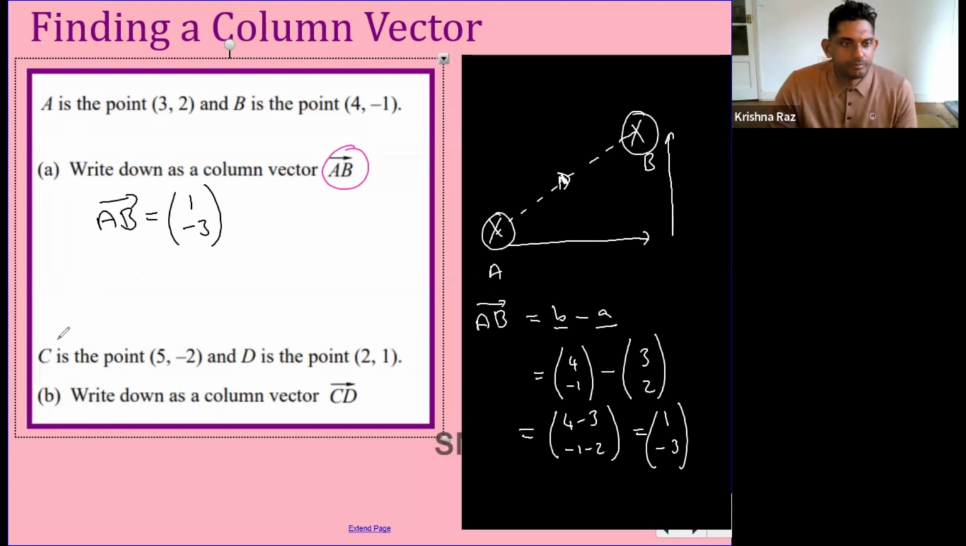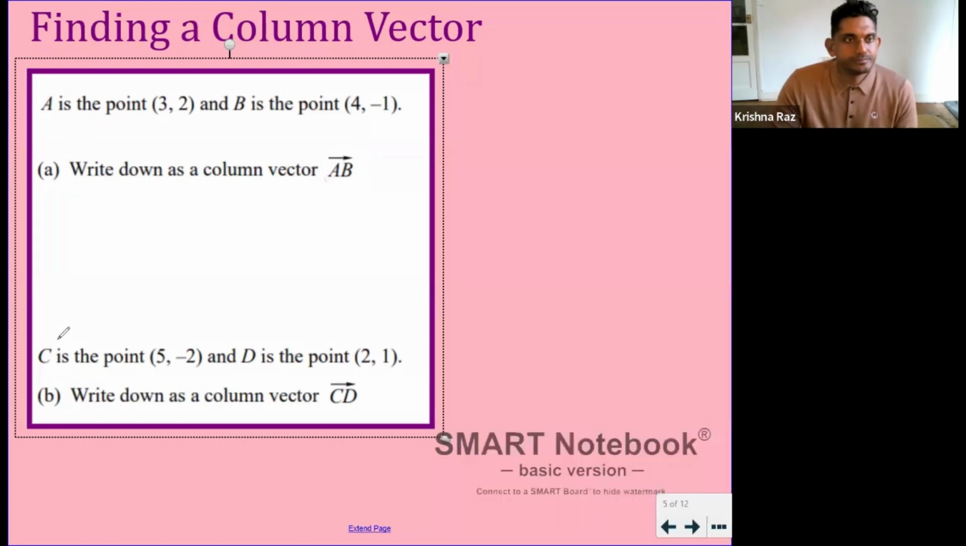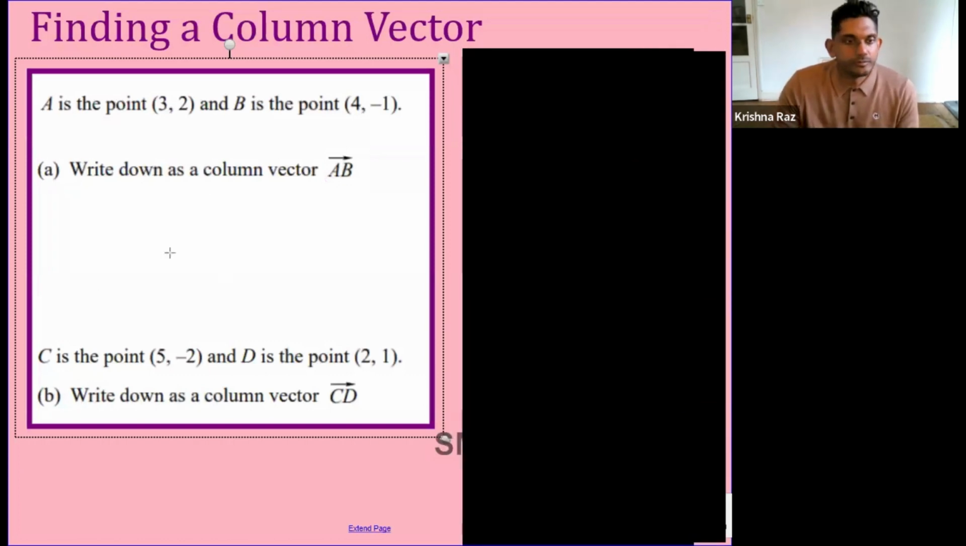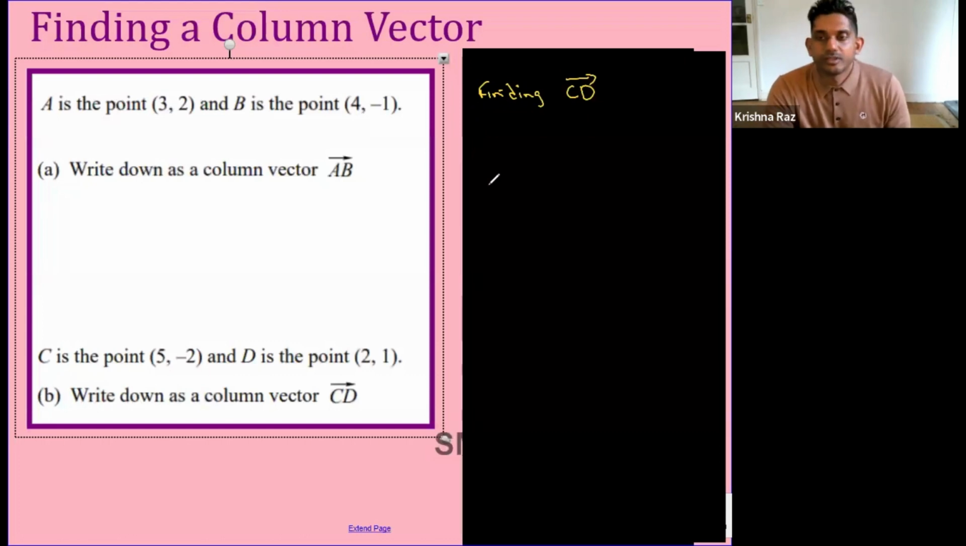And then if we look at part b, this time we're given C and D, and we want the vector CD. I think you can have a go at this.